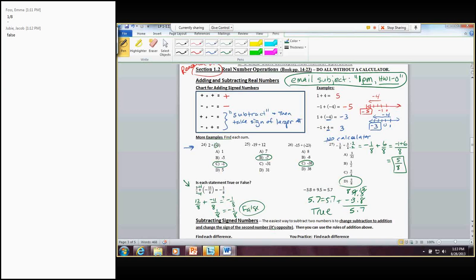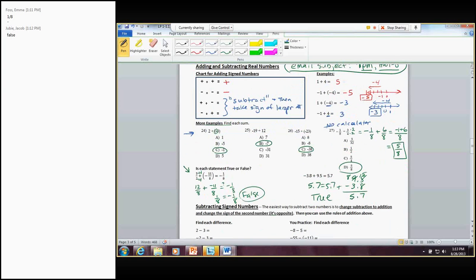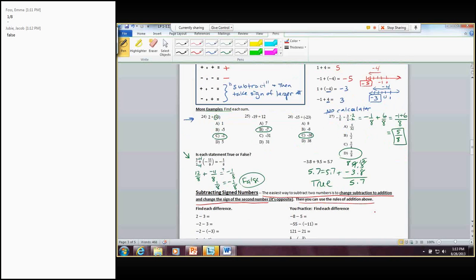Okay, now we're going to get into subtracting signed numbers. And this is what I say. The easiest way to subtract two numbers is to change subtraction to addition, and then change the sign of the second number, or its opposite. Once you've done that, you can then use the rules of addition because you've changed it to an addition problem. So let's look at the first one. 2 minus 3. You change subtraction to addition, and then you change the opposite sign of 3. So instead of positive 3, you put negative 3.